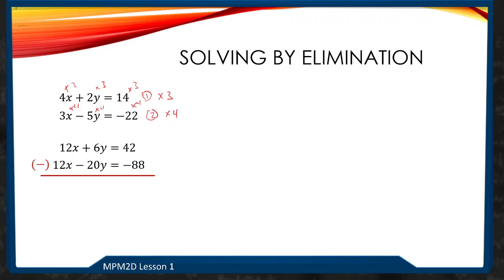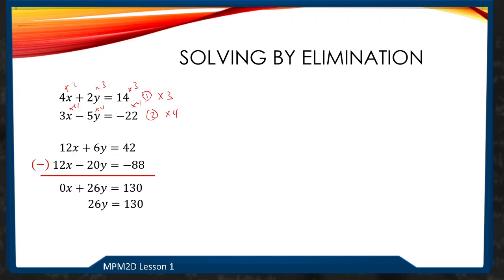Now you could, if you had the same numbers but they had opposite signs, so let's say you had 12 and negative 12, you would add them together, right? Because if we add the same numbers with opposite signs, we end up with 0. But in this case, since they're the same sign, I'm going to subtract. So I end up with 12 minus 12, which is 0. 6 take away negative 20, so 6 subtract negative 20 is positive 26. And 42 subtract negative 88 is positive 130.